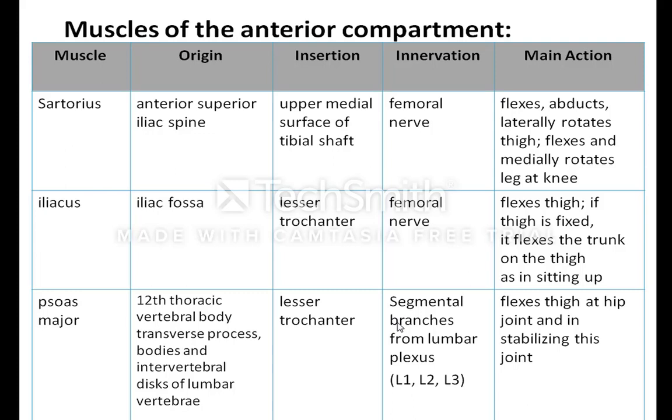Iliacus muscle originates from the iliac fossa and is inserted at the lesser trochanter. Innervation is by the femoral nerve. The main action is flexion of the thigh.